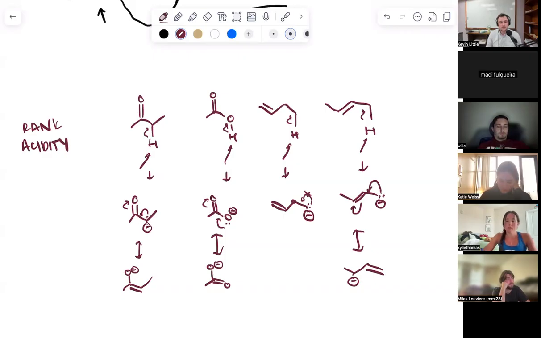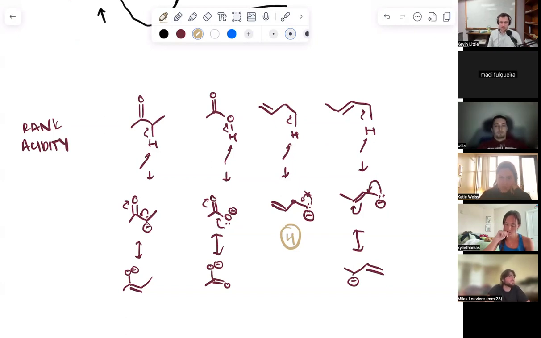Okay, so automatically I can say that this is my least acidic. I cannot stabilize the negative charge through resonance at all. It's on a carbon. It's not acidic. Period, point blank, will not be acidic. It is on a carbon that has no resonance.